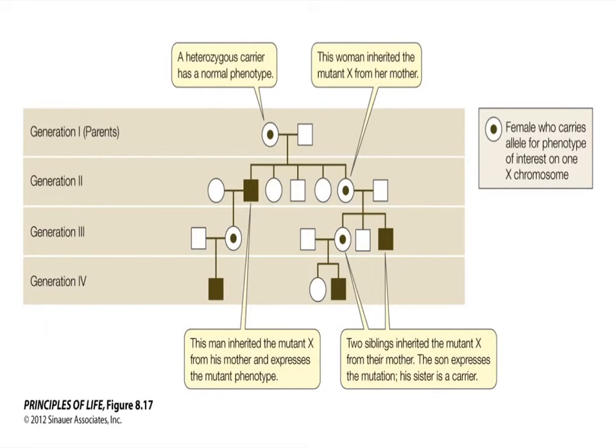So again, looking at the pedigree, this is a sex-linked trait. You have females that have the trait but don't express it, so that's what those dots represent in the females. This pedigree is showing the sex-linked trait, and you can see, oh, look at all those males getting the trait.